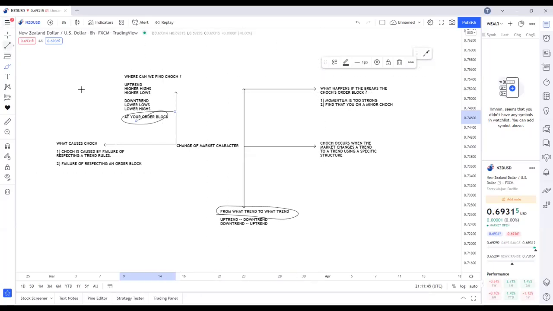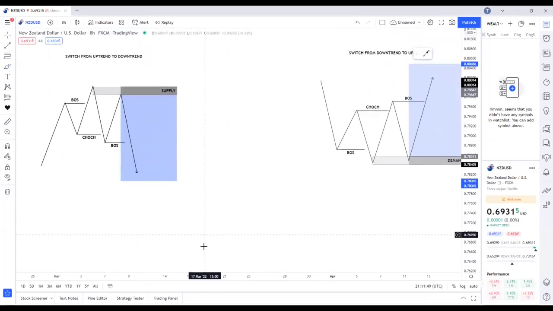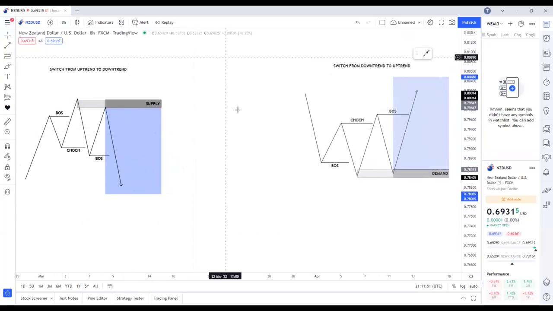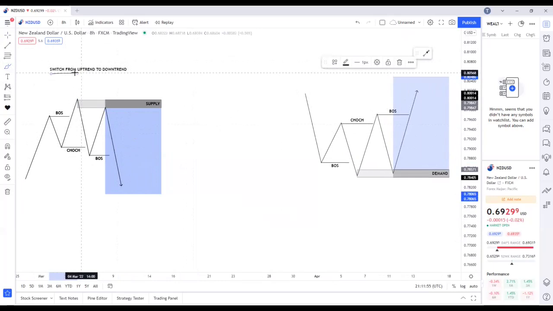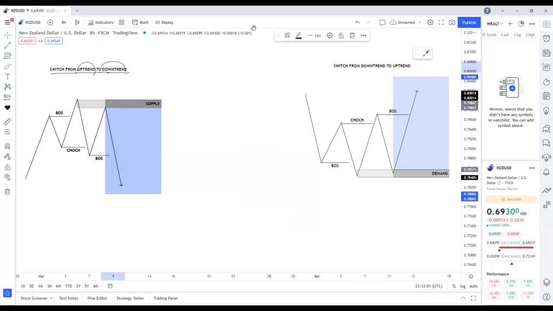So now let's go see those structures that I'm talking about. Here we have the two structures. Within these structures, as you can see directly, the market switches from an uptrend to a downtrend. So we're switching from this uptrend to this downtrend here. And then at this level here, we can see directly we are switching from a downtrend to an uptrend.